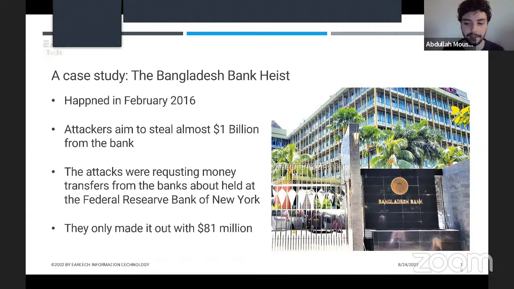The bank was in charge of making sure everyone's money was safe and secure, and they failed them. But the reason that they failed them is because they didn't follow the three principles we just talked about.